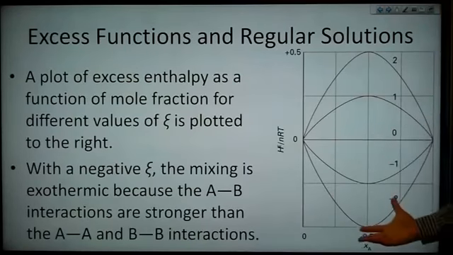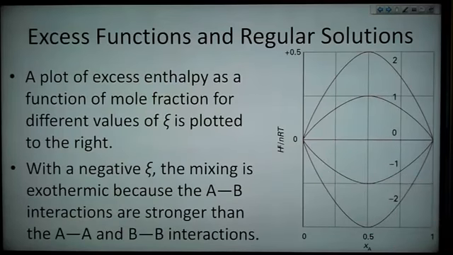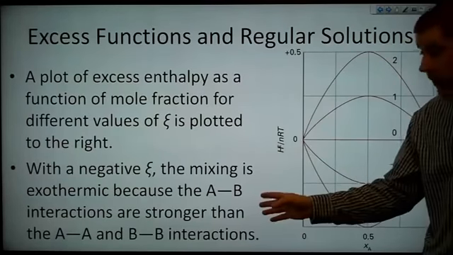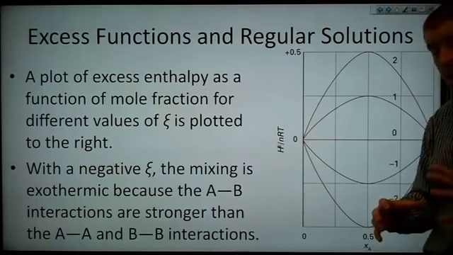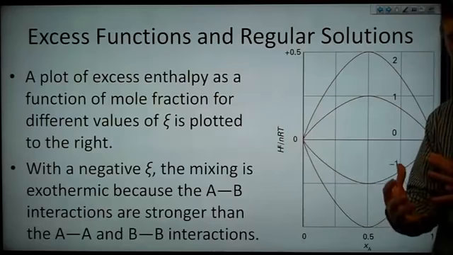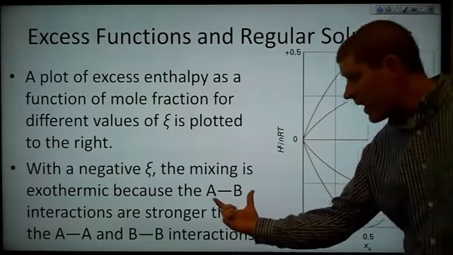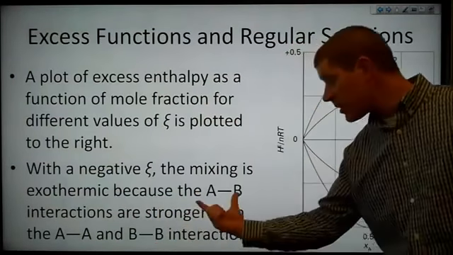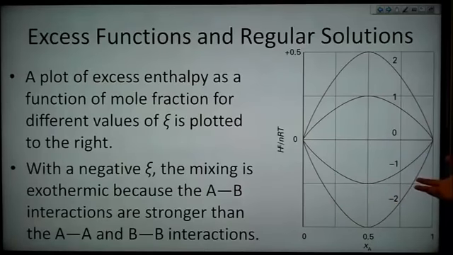And so if we now plot the excess enthalpy as a function of mole fraction for different values of xi over here, note that we have a xi of 0 here, -1 here, -2, 1, and 2. So with a negative xi, the mixing is exothermic, because now our AB interactions are stronger than the AA and BB interactions, and so when we mix our A and B molecules, we're forming some of these AB interactions as we're breaking some of the AA and BB interactions. But because these are stronger, we're giving off energy. So it's exothermic. So we have a negative enthalpy here.